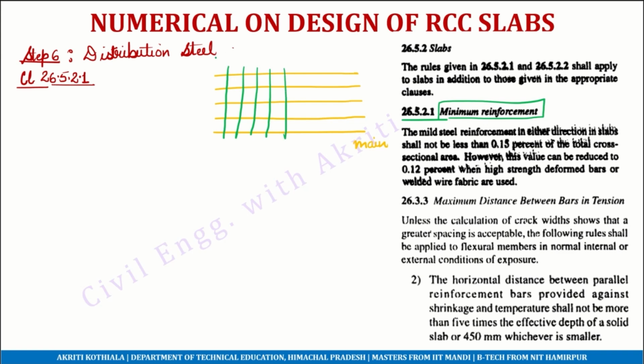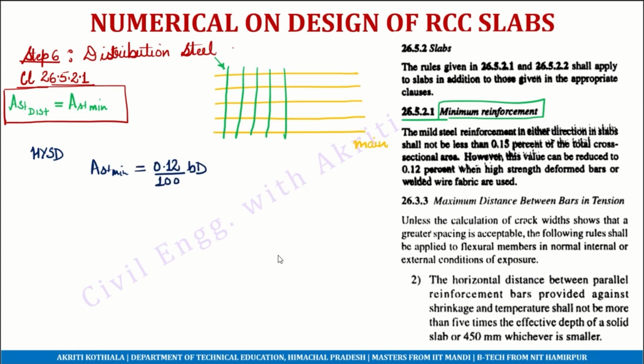We provide it in a slab, and the value of this distribution steel is equivalent to the minimum value of AST which we have to provide. So if I write, AST distribution is equal to the minimum AST which is permitted to us by clause 26.5.2.1. So the formula is simple. For HYSD bars, we have AST minimum is equal to 0.12 upon 100 into B into D. So this will be the value of distribution steel which we have to provide.